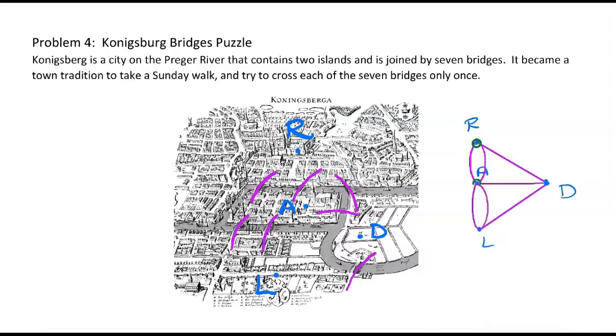Vertex A has degree 5, L has degree 3, and D has degree 3. Every vertex has odd degree. So we know that there's definitely not an Euler circuit. We also know that there's not an Euler path because there's not exactly 2 odd vertices. That means that we know it is impossible to cross every bridge exactly once. We can consider problem 4 solved.